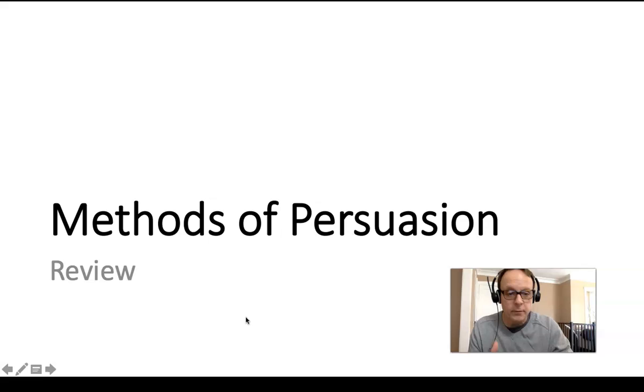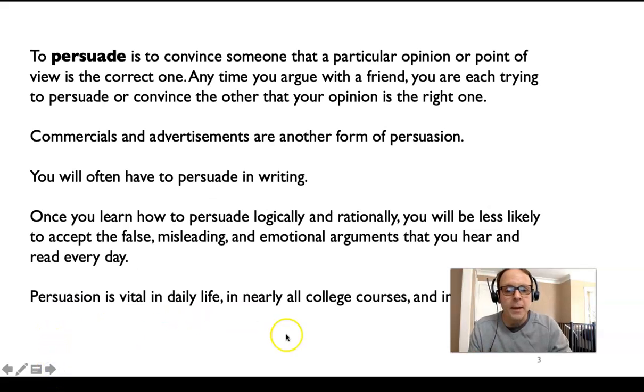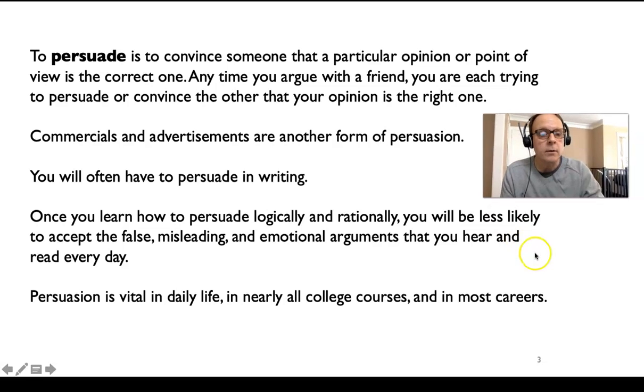So, methods of persuasion. We've talked about this before, but I just wanted to review it and show you how it might look in an actual paragraph. As we talked about before, to persuade is to convince someone that a particular opinion or point of view is the correct one. If you argue with a friend, if you're trying to persuade someone that your opinion is the right one about anything, whether it's the new Batman movie is a great movie or not, or I want to go to this restaurant, or I want to eat this kind of pizza, or whatever, you're using persuasion, right?